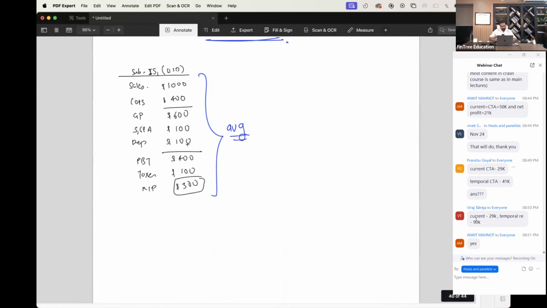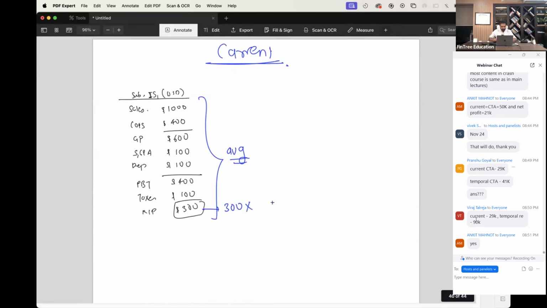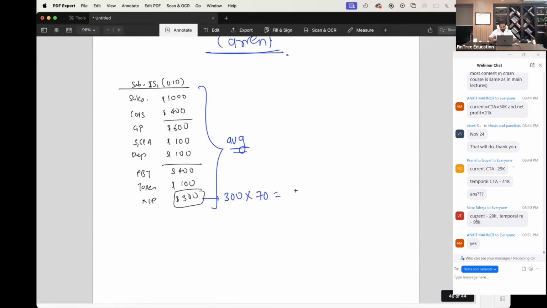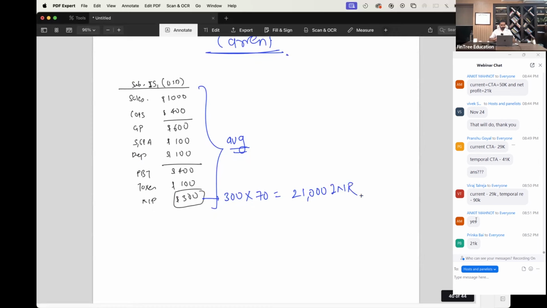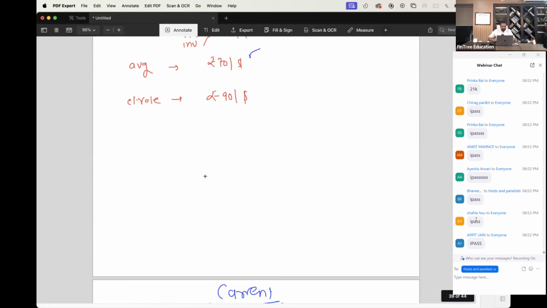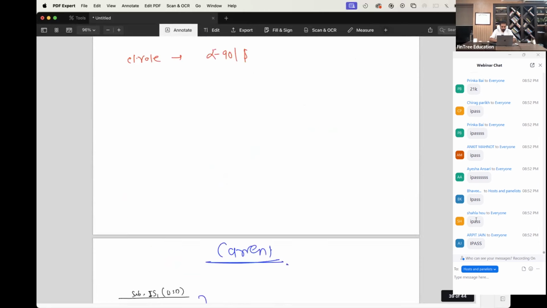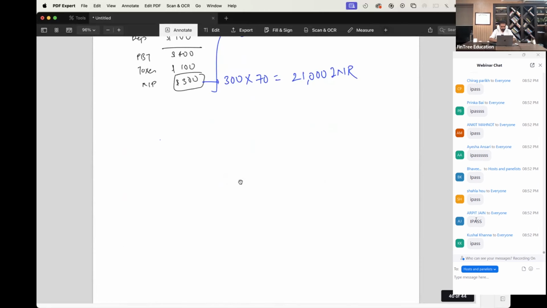Under the current method, I will first take the income statement, and everything in the income statement is converted at what rate? Average. So if I multiply everything with the average, I would simply get net profit as 300 into 70, so that's 21,000 INR. How many of you got this part right? Easy, right? Everything at a flat average rate, end of story. Let's do the balance sheet now.